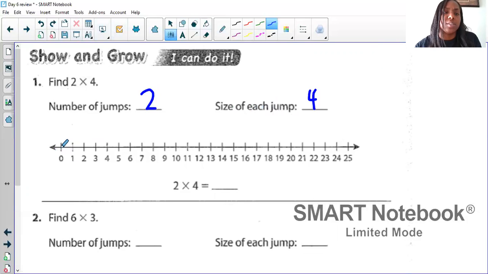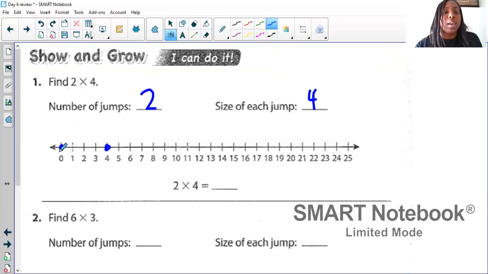Good thinking right there. Let's start at the 0. Okay, so remember, how many jumps are we taking total? 2 jumps. So I need to jump over how many numbers at a time? 4. So where should I start counting? At the 1. 1, 2, 3, 4. I land right here on the 4.